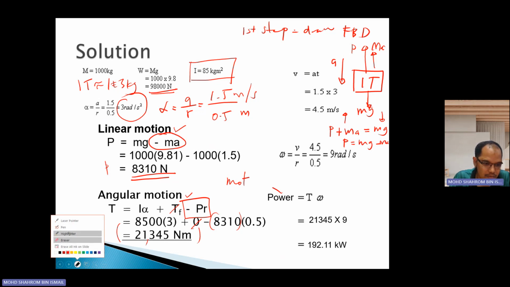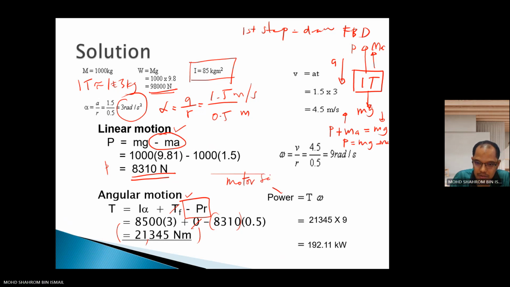This one is for the motor selection. The formulation for power in motor selection is P equivalent to torque multiplied by omega. So how are you going to get the omega? The formulation for omega is omega equivalent to velocity divided by radius.